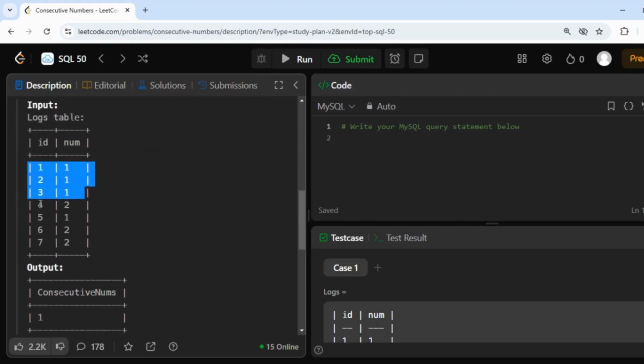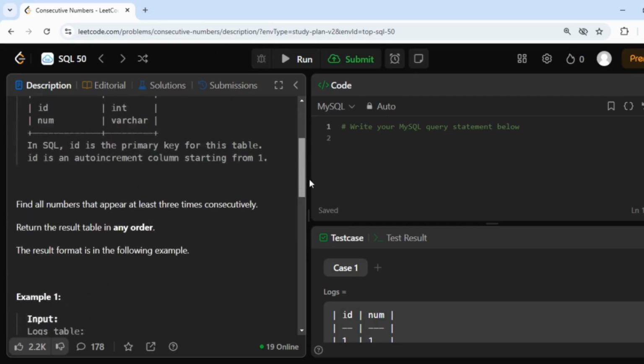Now you see in the next IDs 4, 5, 6, 7 that the numbers are not consecutive in the same manner. For the fourth ID it is 2, for the fifth it is 1, again for the sixth it is 2. So it is in a haphazard manner, and 2 is not in consecutive IDs. So for this example, we have one consecutive num, which is appearing 3 times. This is a simple question.